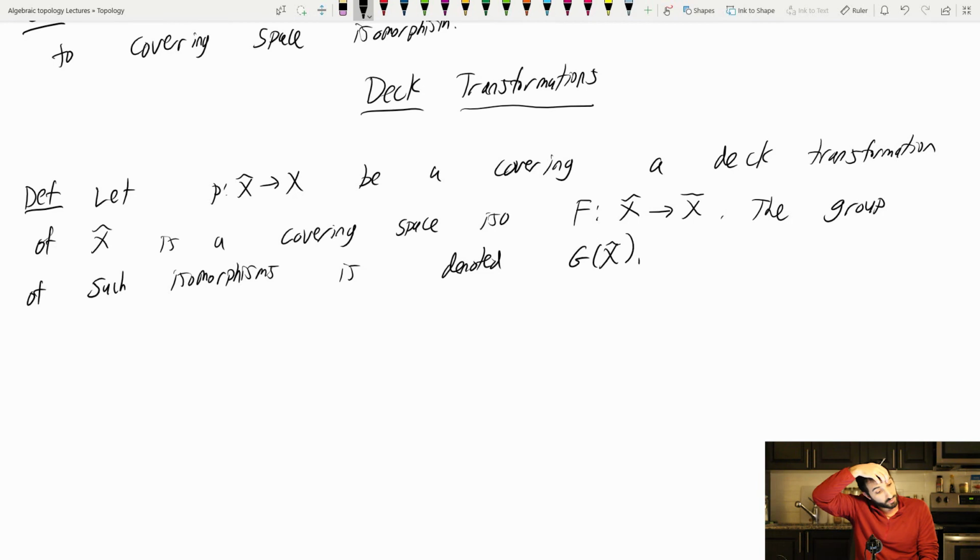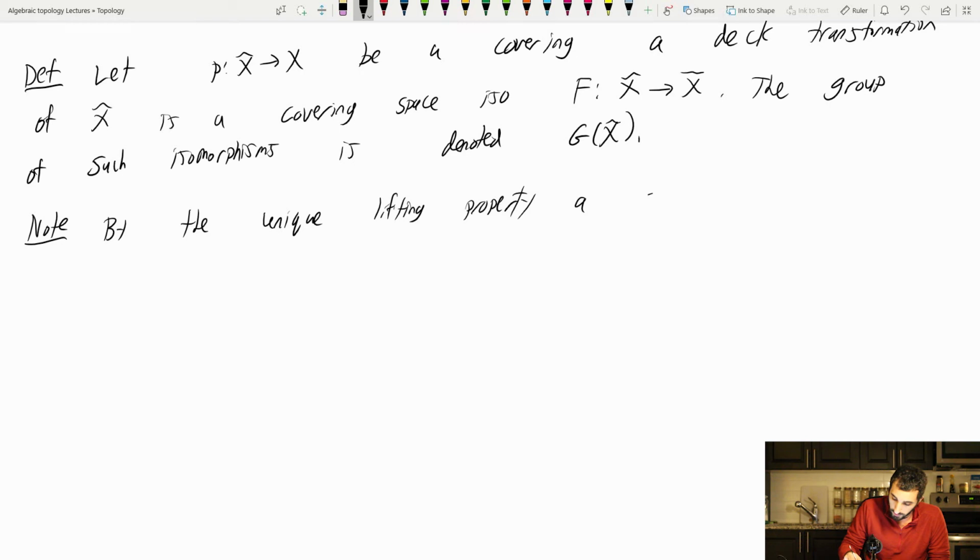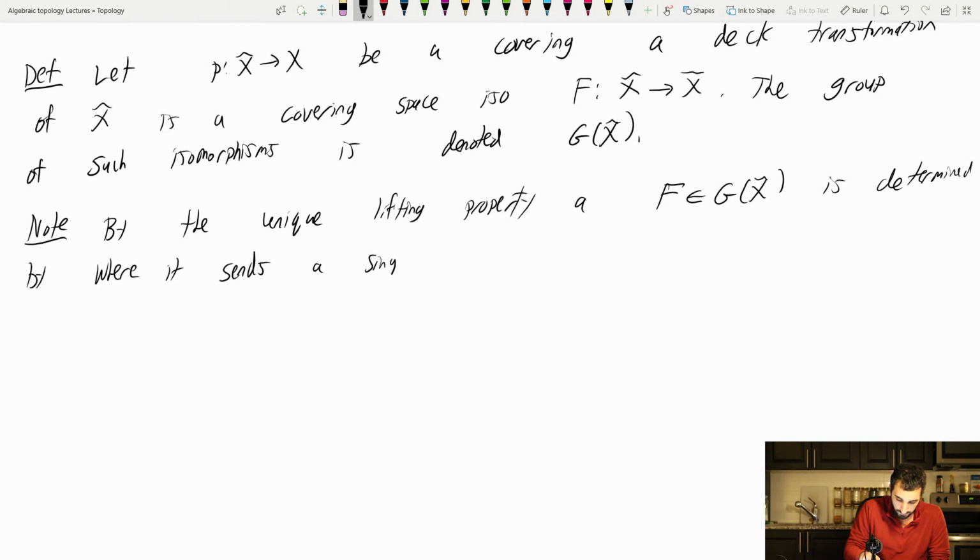So here's something we encountered before, but I'll just remind you of again. By the unique lifting property, a covering isomorphism, and by that virtue, a deck transformation, is determined by where it sends a single point. Okay, so let's just look at some examples of such objects.